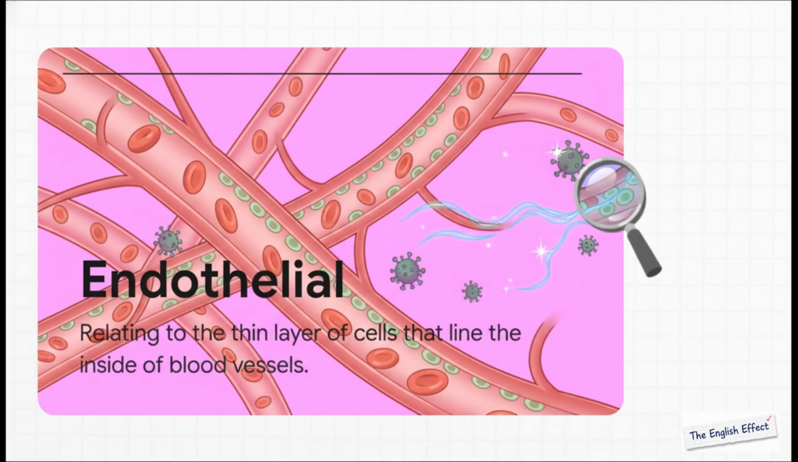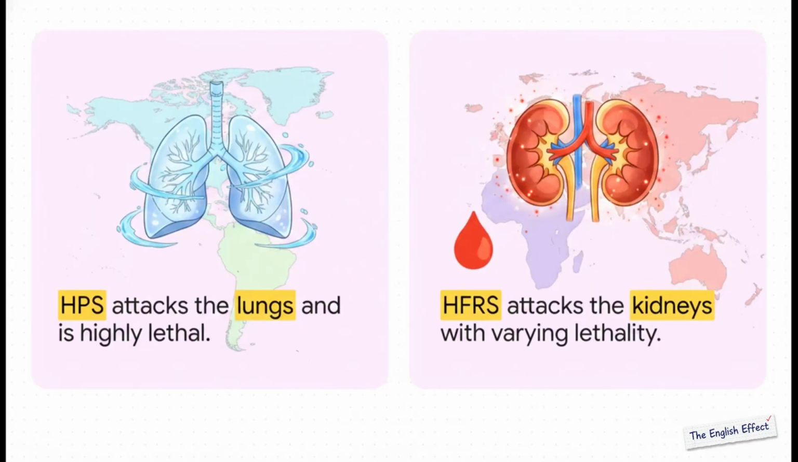into the surrounding tissues. Now, this endothelial leakage causes 2 completely different catastrophic syndromes, totally depending on where you live in the world. On the left, we have HPS, or Hantavirus pulmonary syndrome. This is found in the New World, the Americas. It severely attacks the lungs and is highly lethal, with fatality rates hitting up to 40%. On the right, we have HFRS, or hemorrhagic fever with renal syndrome. Found in the Old World, like Europe and Asia, this syndrome goes after the kidneys, and its lethality really varies depending on the specific strain.